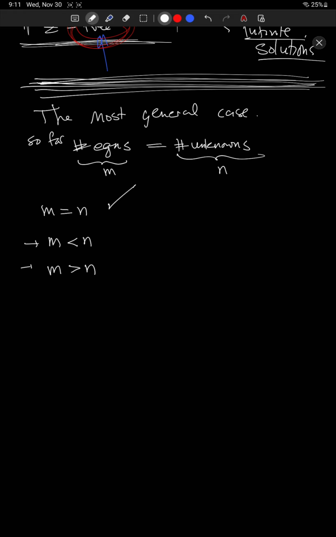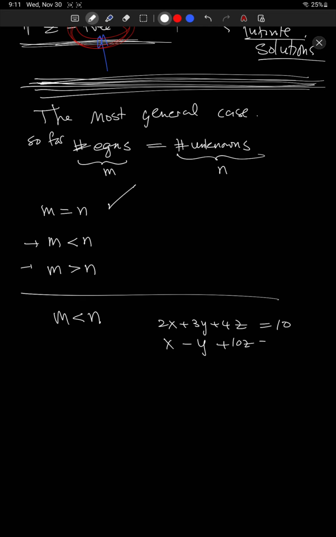So the idea here is, let me do it down here. If m is less than n, then what you have is maybe a whole bunch of unknowns. So maybe 2x plus 3y plus 4z equals 10. And let's say x minus y plus 10z equals 5, but no more, right? So I have 3 unknowns and 2 equations, so fewer equations than unknowns. How do I actually solve this?